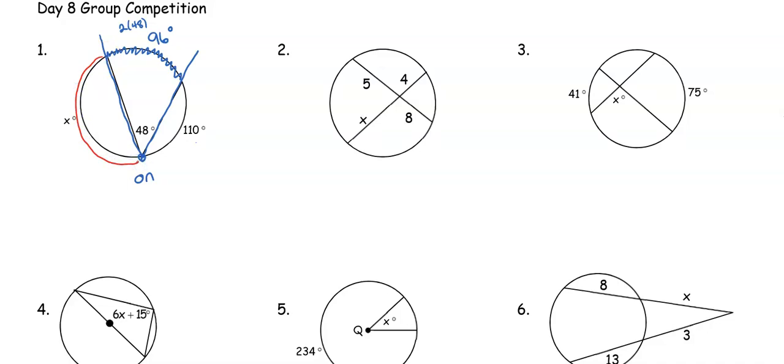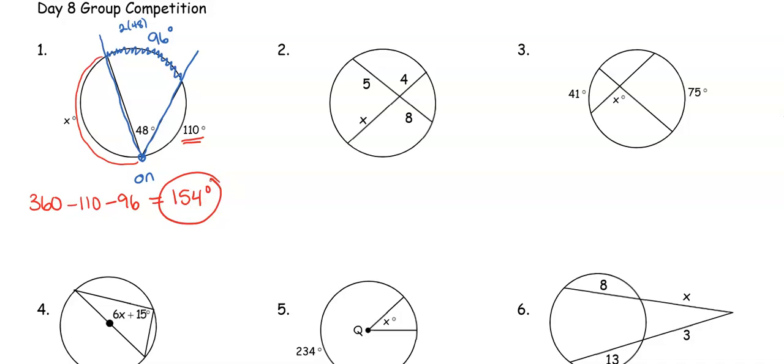So we have to utilize the fact that the whole circle is 360 degrees. So we do 360 minus the 110 we have here, minus the 96 that we found, and that's going to leave us with the remainder of the circle, which is what we were looking for, which is 154 degrees.